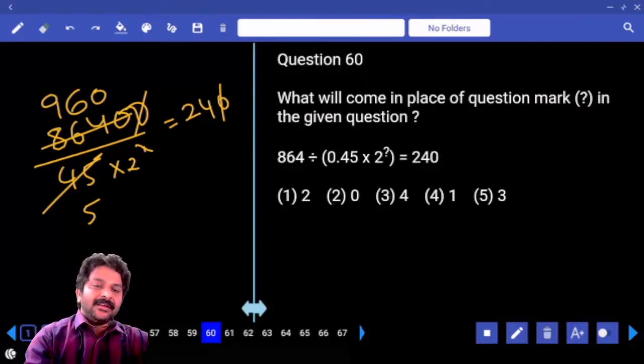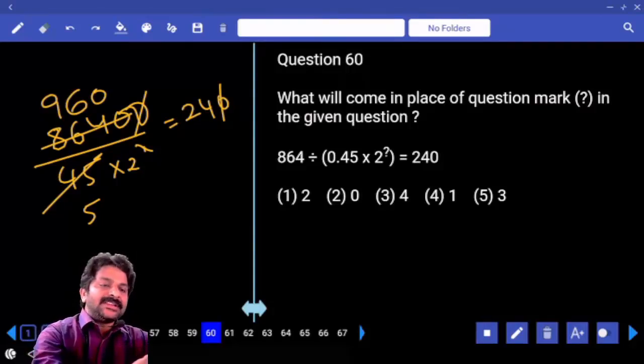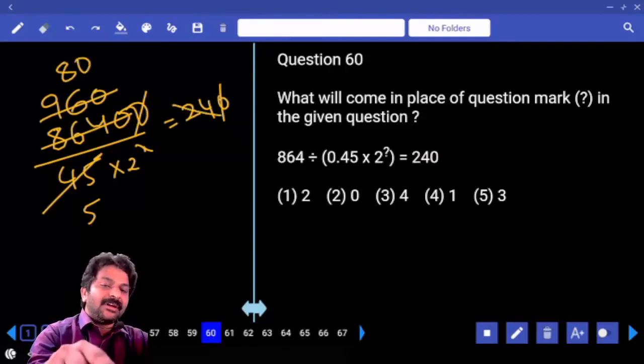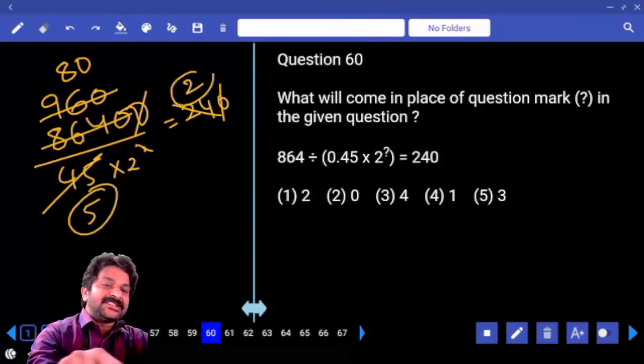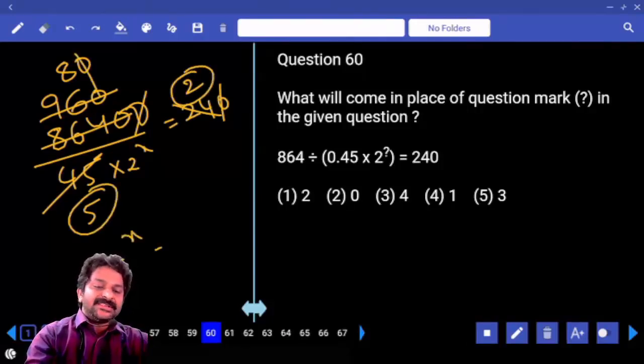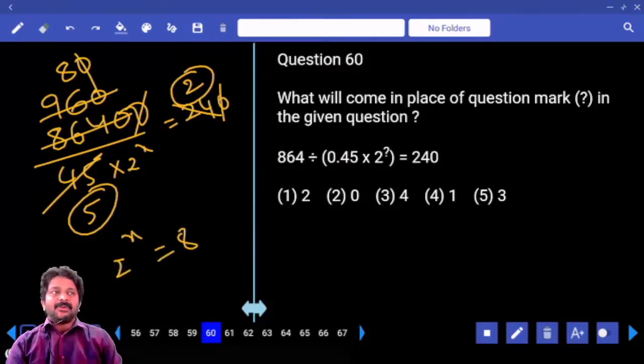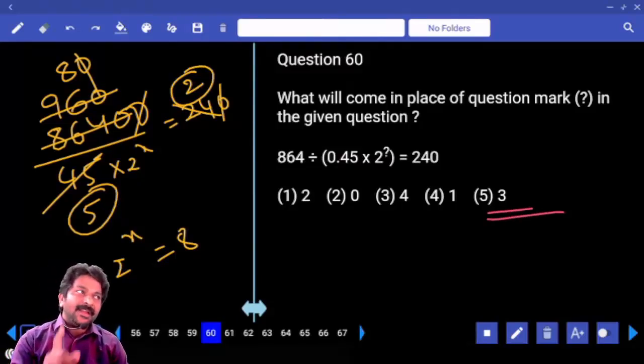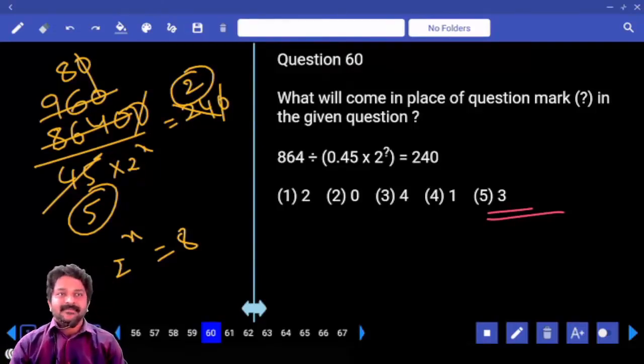Yes. Right now, cancellation with the 12. 80 times 12, come on, 5 into 2, that is 10 only, 10 and 0 gets cancelled, 2 power x is equal to 8, 8 is which number cube? 2 cube, so answer 3, cube value. Be careful, answer is 3, option is 5.